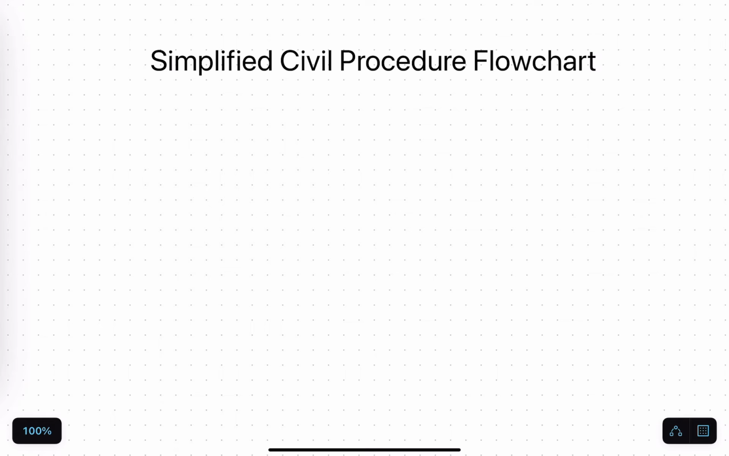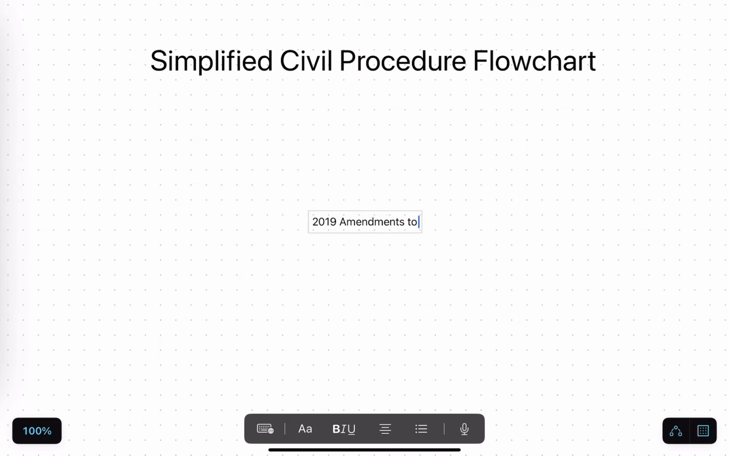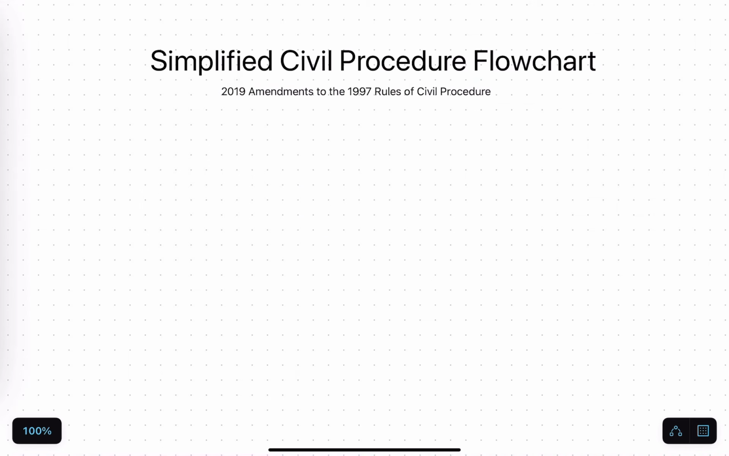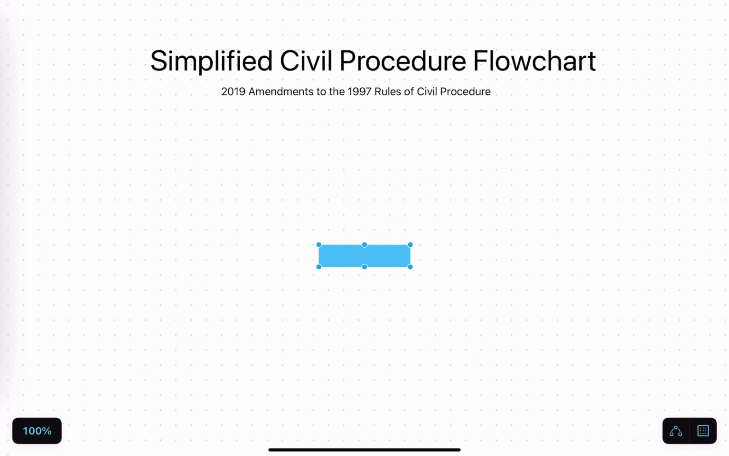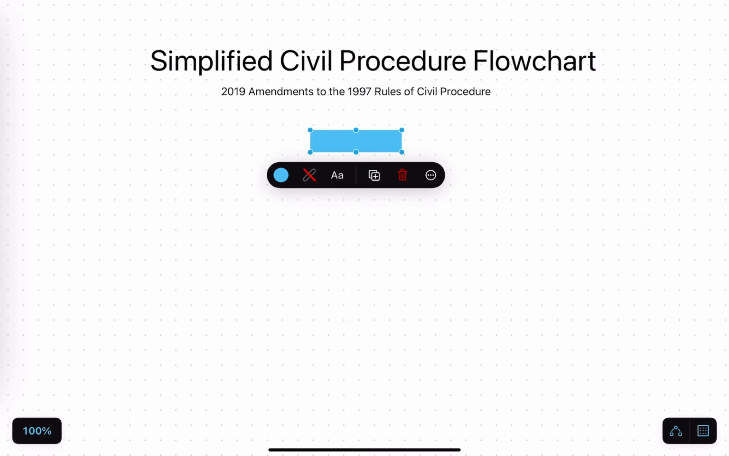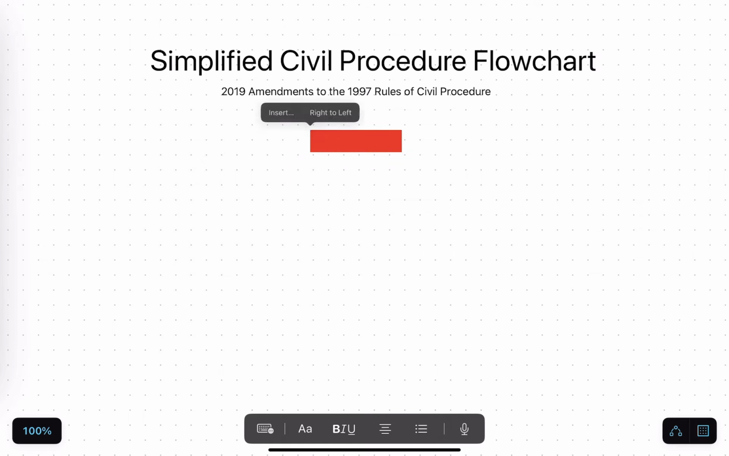So this is according to the 2019 amendments to the 1997 Rules of Procedure. So let's start. It all begins with what? So civil case, it all begins with this primary event, and that is the cause of action. So let's make it red. Cause of action.